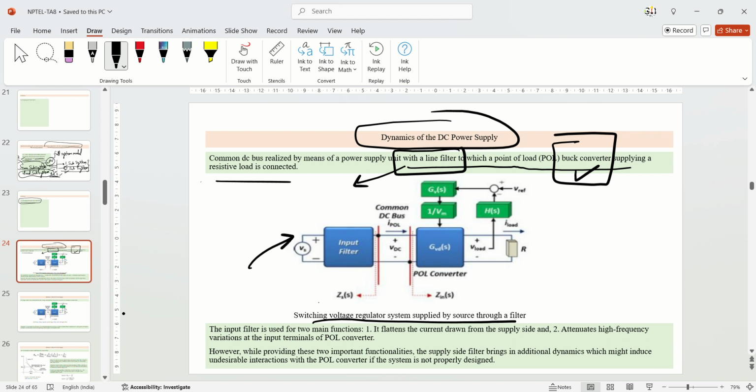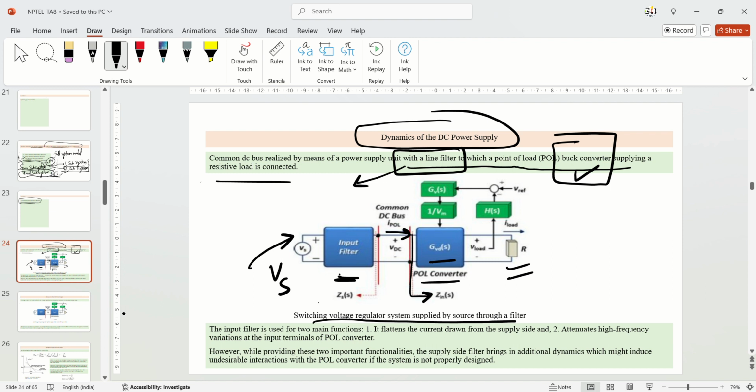From the source side, this is VS, and this is the input filter, and the output of the input filter is expressed as ZS, the source impedance. And then this is the VDC plus minus, the common DC bus. IPOL is the current flowing to the point of load. And this is the point of load converter, GVDS, the POL converter, and at this point is Z input. And this is the load, suppose you are using a resistive load, so you are taking the load as one of the inputs.